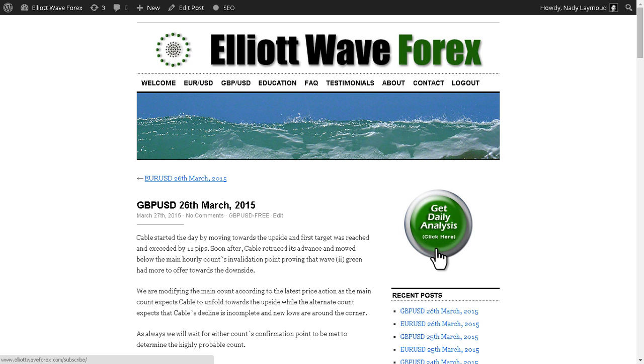Cable started the day by moving toward the upside and the first target was reached and exceeded by 11 pips. Soon after, cable retraced its advance and moved below the main hourly count's invalidation point, proving that wave 2 green had more to offer toward the downside. We are modifying the main hourly count according to the latest price action, as the main count expects cable to unfold toward the upside, while the alternate count expects that cable's decline is incomplete and new lows are around the corner. As always, we will wait for either count's confirmation point to be met to determine the highly probable count.